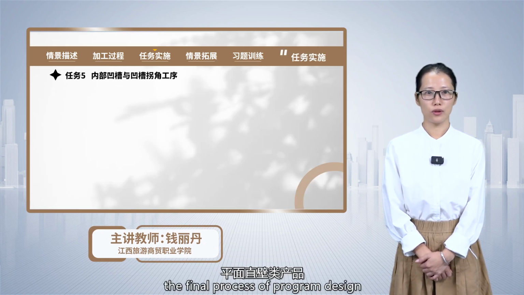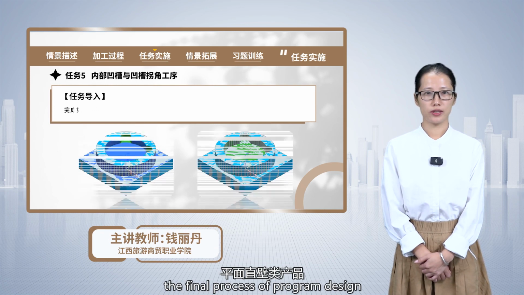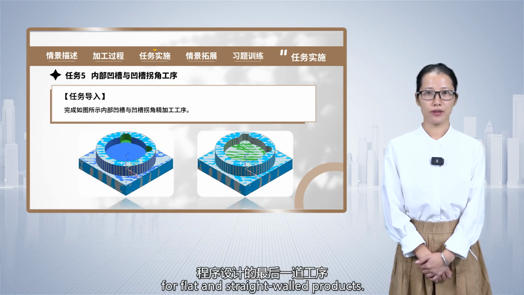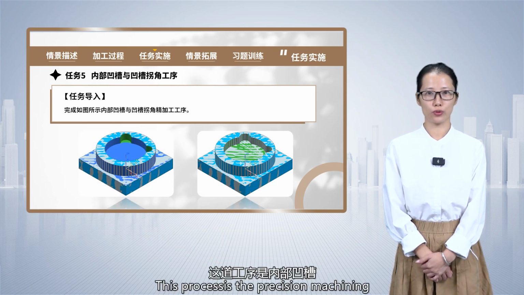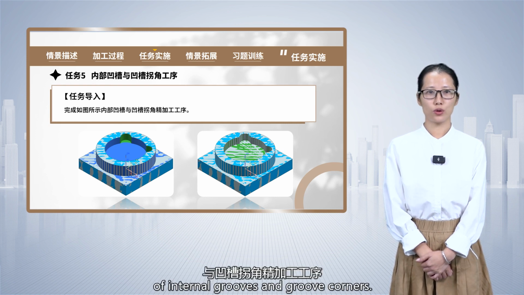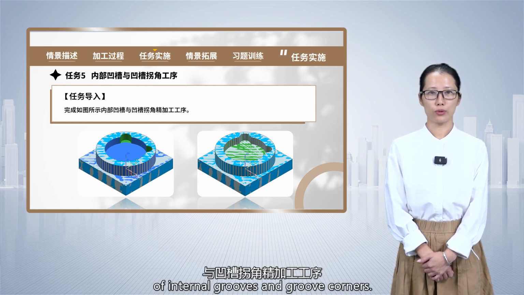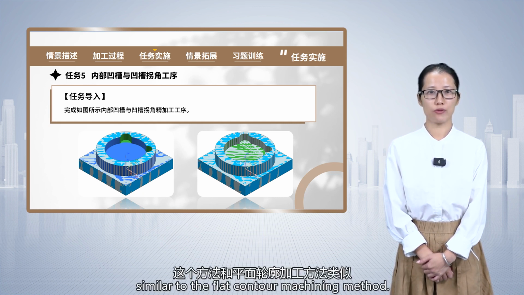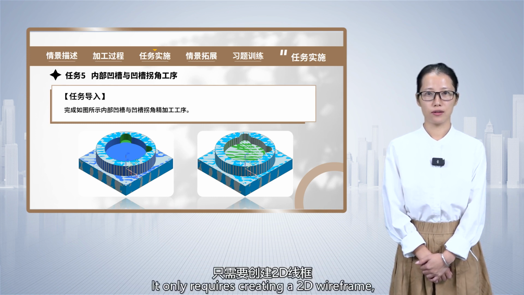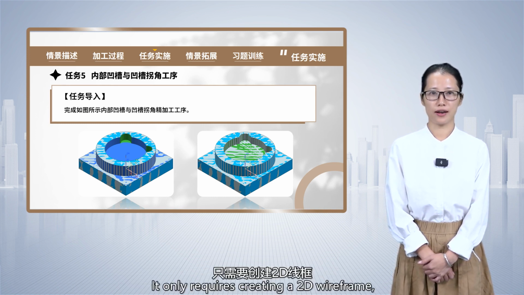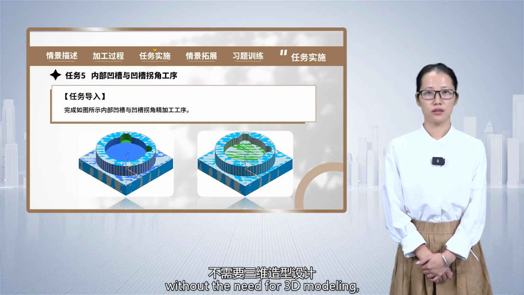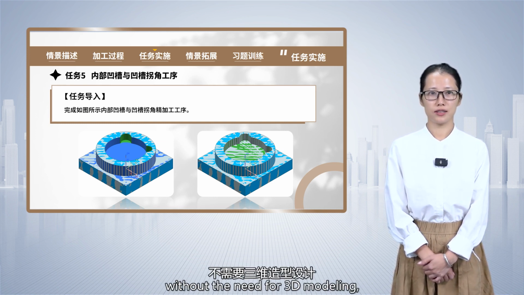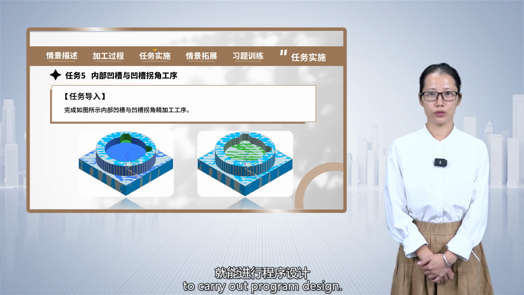We will learn the final process of program design for flat and straight wall products. This process is the precision machining of internal grooves and groove corners. The process uses the method of flat milling, similar to the flat contour machining method. It only requires creating a 2D wireframe without the need for 3D modeling to carry out program design.